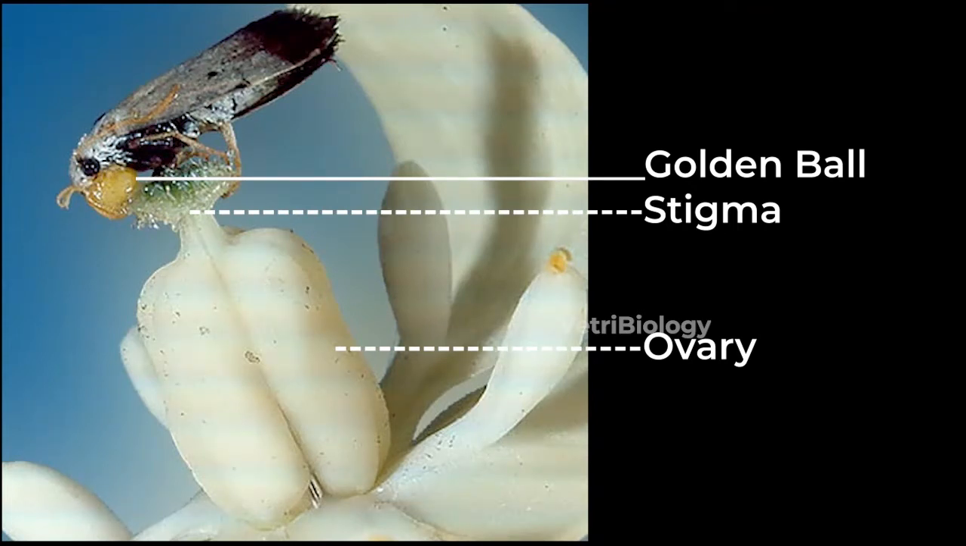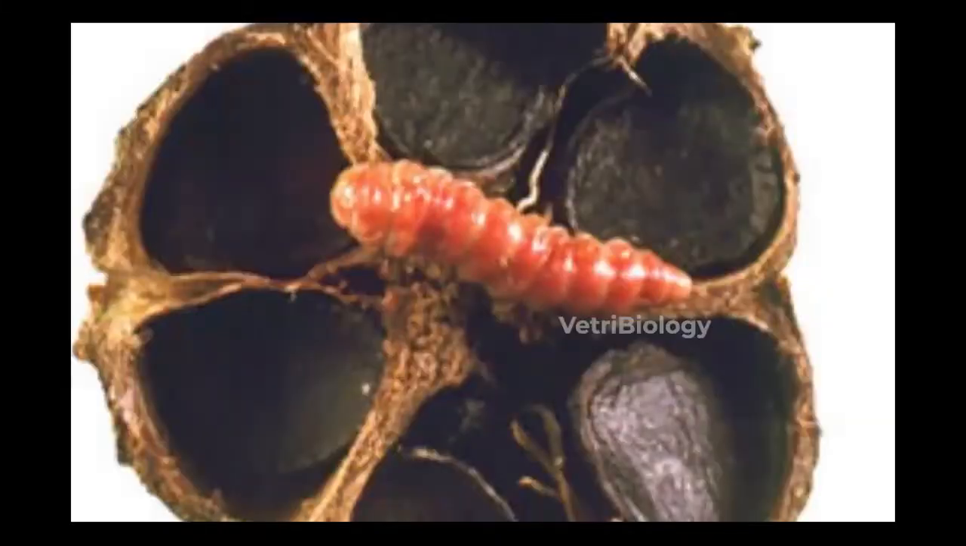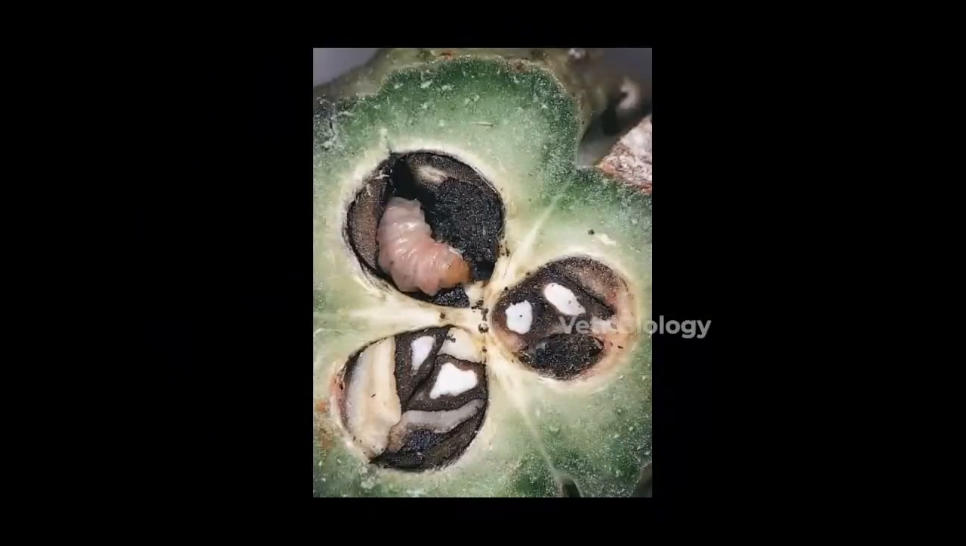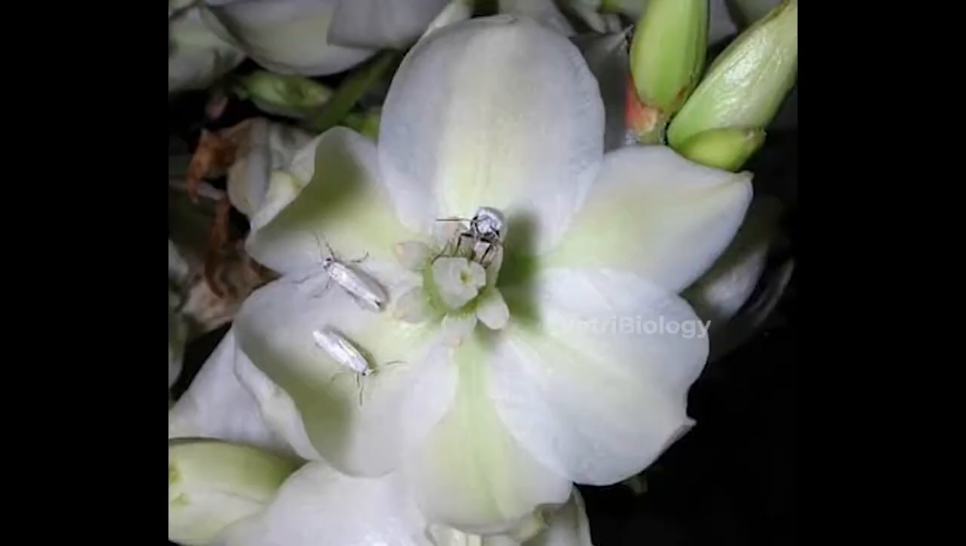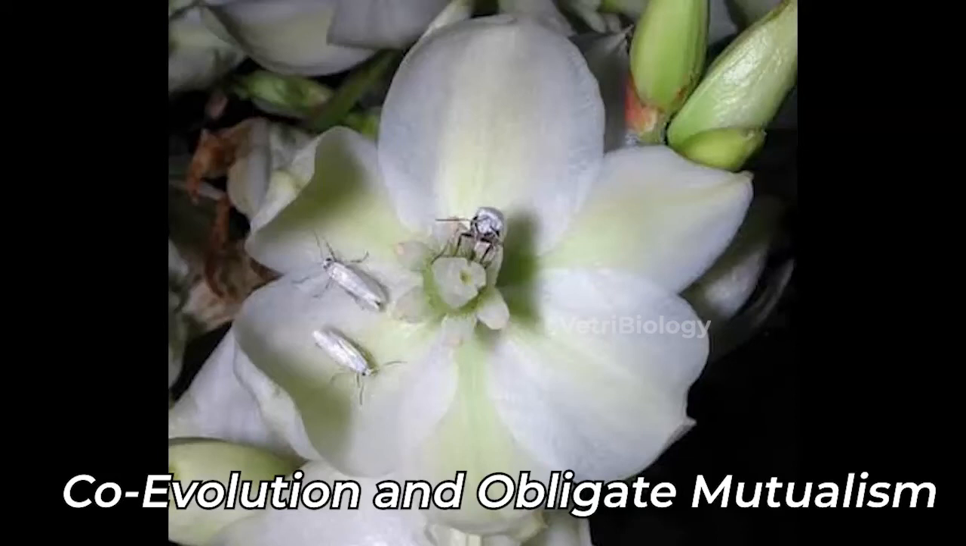Then fertilization takes place. The seeds of the ovary and the eggs of the moth develop together. The egg hatches into a larva and feeds on developing seeds. It does not eat all the seeds. It leaves some seeds for the plant to reproduce. The moth cannot complete its life cycle without Yucca flower, and Yucca plant cannot reproduce without the moth. So, it is the best example for co-evolution and obligate mutualism.